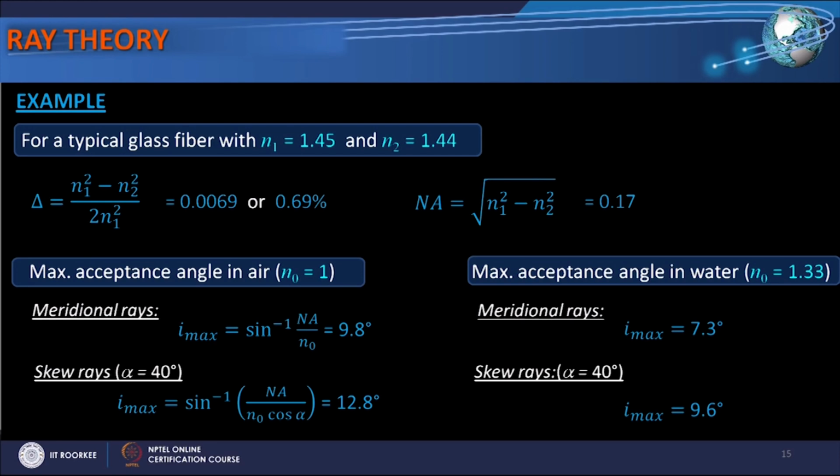So, what do I see here, that for any given outside medium the skew rays have larger I max than meridional rays, and if I change the outside medium, if I increase the refractive index of the outside medium, the light acceptance angle goes down.